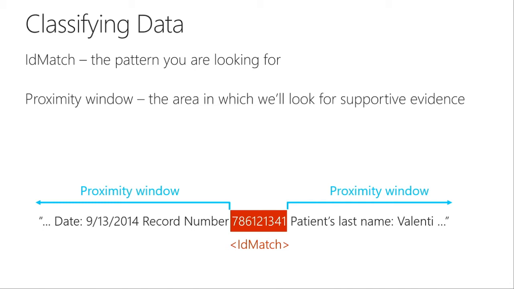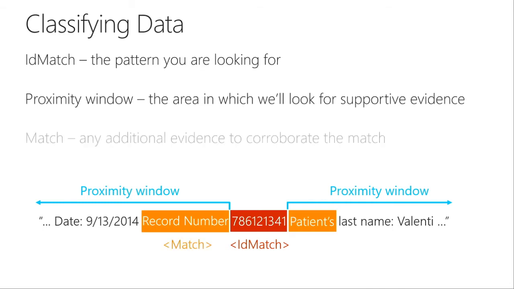That proximity window is totally configurable to you. By default, we set it to about 300 characters on either side, but you can change that to whatever your needs are, or you can set it to infinite, just say ignore proximity altogether. If I find certain things anywhere in my document, I want it to match. Well, inside of there, we're going to look for those keywords and other kinds of evidence. Any additional or corroborative evidence we call a match. So in the XML, that's what you will mark it as.